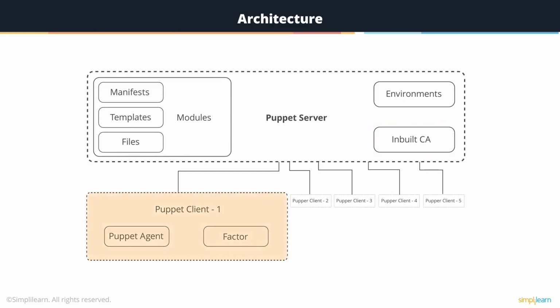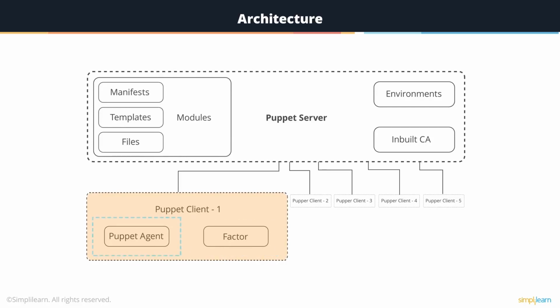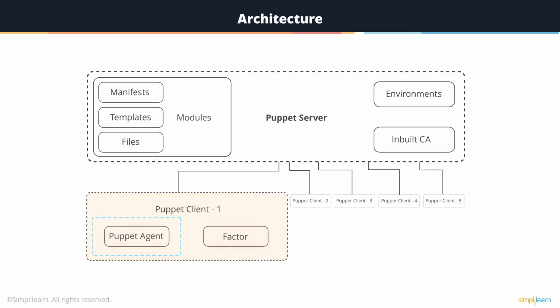On the client side, you've got the agent running on all the Puppet clients, and Facter. So Facter is an information collector that sends information from all the clients to the server. Puppet agent is the agent that communicates continuously with the Puppet server. You can set up an interval for communication of the Puppet agent with the server.